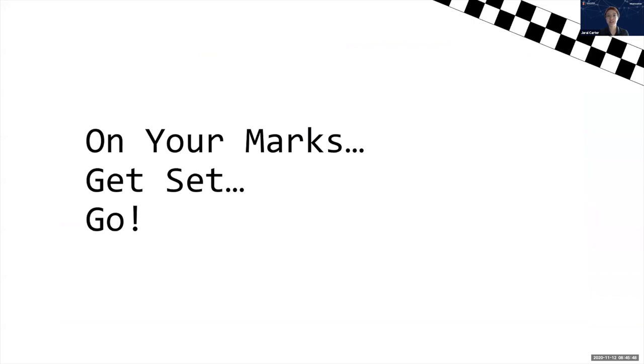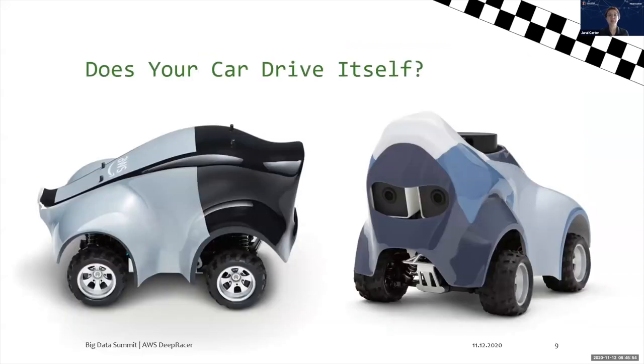So now let's jump into what the DeepRacer is and find out more about it. But my first question is, does your car drive itself? You're probably familiar with the autonomous car brand Tesla, or you've probably even used different autonomous features in your vehicle that you may not have known were, such as self-steering or self-parking, or adaptive cruise control, where the car automatically changes speed based on distance and speed to other vehicles.